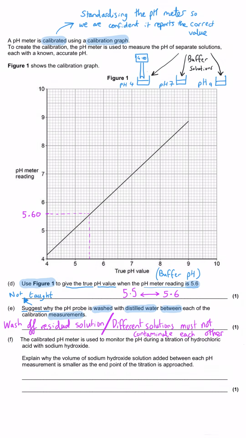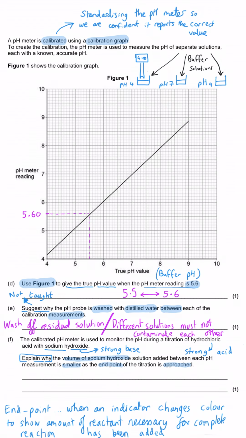The calibrated pH meter is then used to measure the pH during a titration of hydrochloric acid, strong acid, with sodium hydroxide, a strong base. And we're asked here to explain why the volume of sodium hydroxide added between each pH measurement is smaller as the end point of the titration is approached. And so the idea here is that you don't want to miss the end point. If you add it in 2 cm cubed portions at a time, which you probably would early on during this titration, then you're very likely to overshoot.